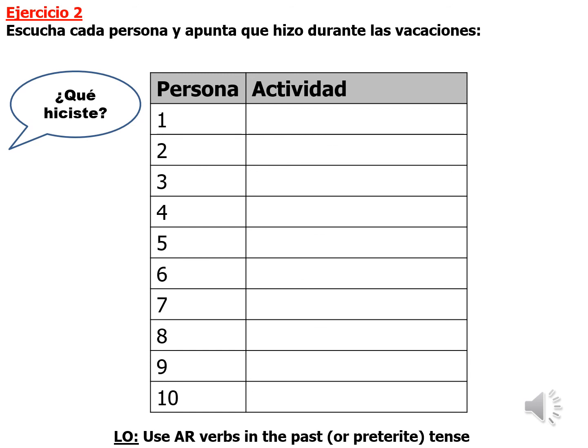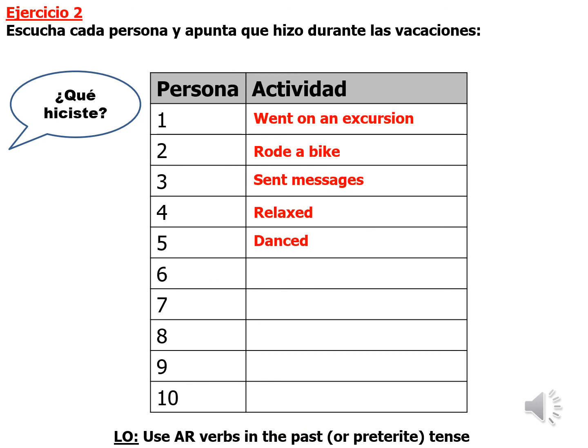You can pause the video and replay if you need to hear it a second time. ¿Qué tal hiciste? How did you do? Number 1. Went on an excursion. Fui de excursión. Number 2. Rode a bike. Monté en bicicleta. Number 3. Sent messages. Mandé mensajes. Number 4. Relaxed. Descansé. Number 5. Danced. Bailé.